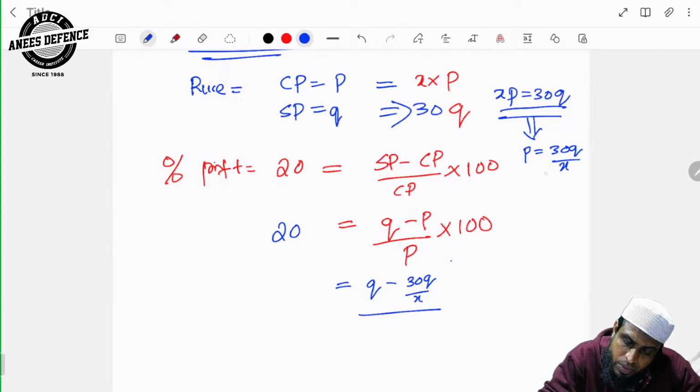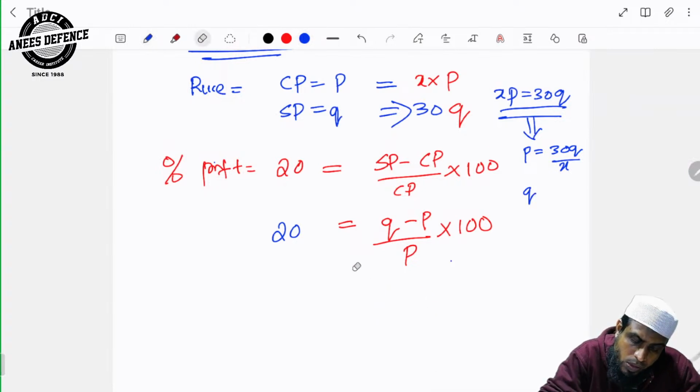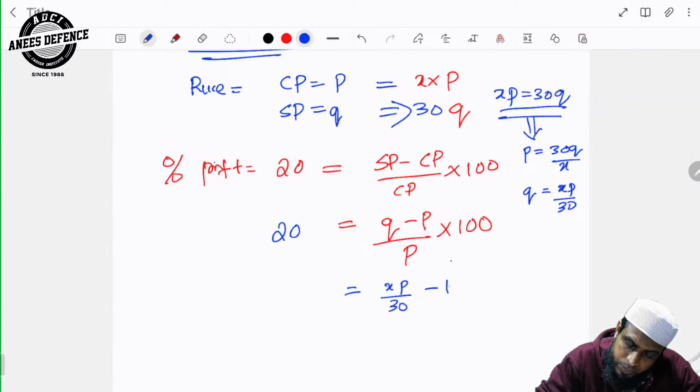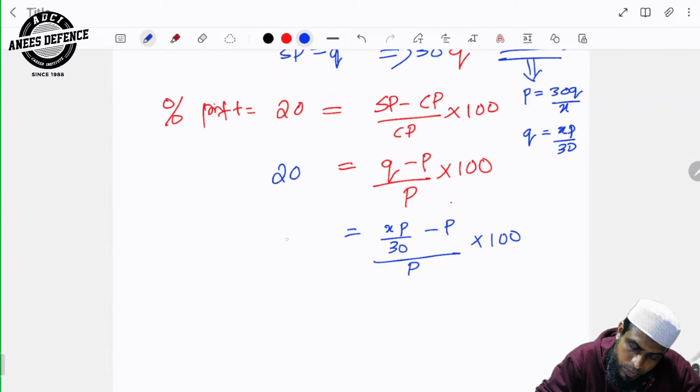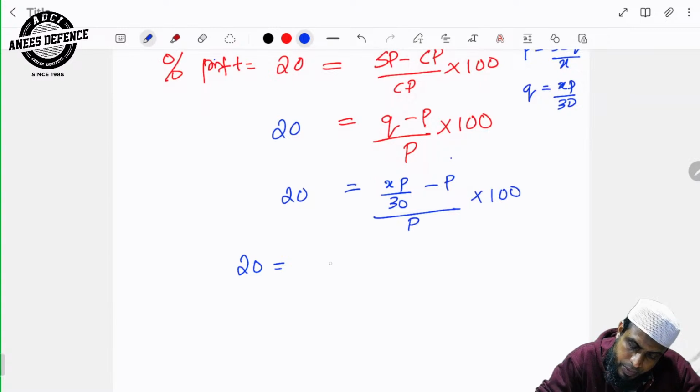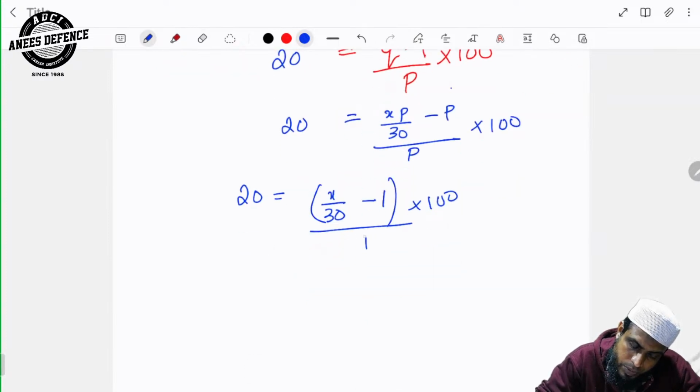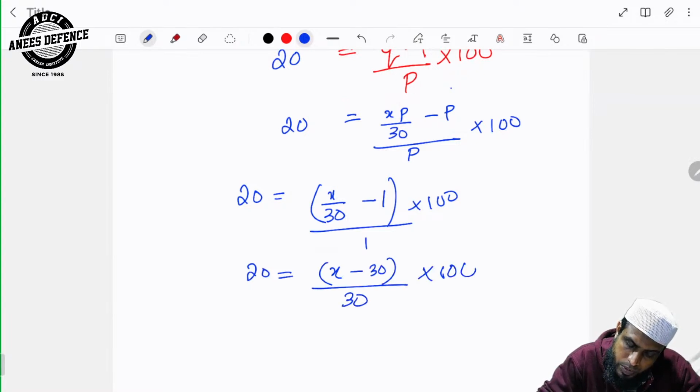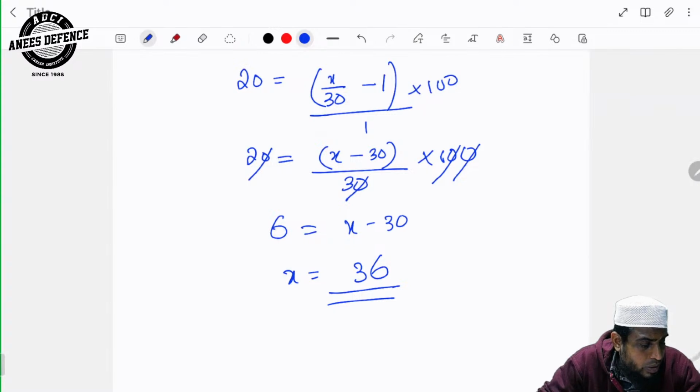We can put Q instead of P. Q equal to, cross multiplication, 2 into 3, 6. The answer will be 36 kilogram.